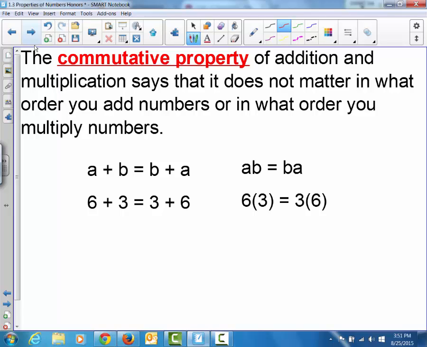The commutative property of addition and multiplication only applies with addition and multiplication; it does not apply with subtraction and division. But the commutative property says it doesn't matter what order you add numbers or in what order you multiply numbers. You can add 6 plus 3, or you can add 3 plus 6. You still are going to get 9. You can multiply 6 times 3, or you can multiply 3 times 6. It doesn't matter. You're still going to get 18. So it doesn't matter what order you add or multiply numbers.